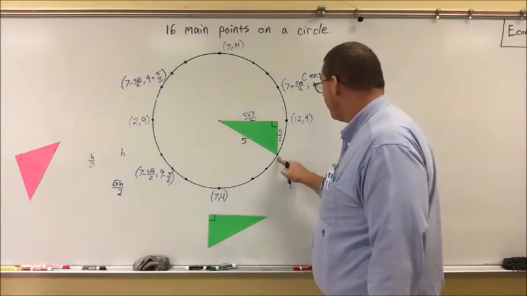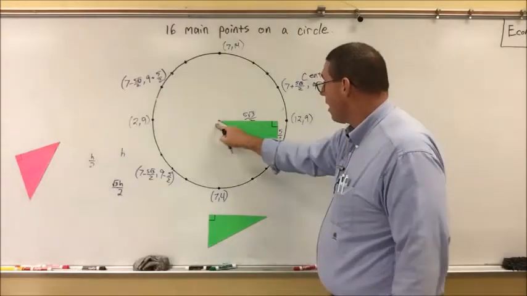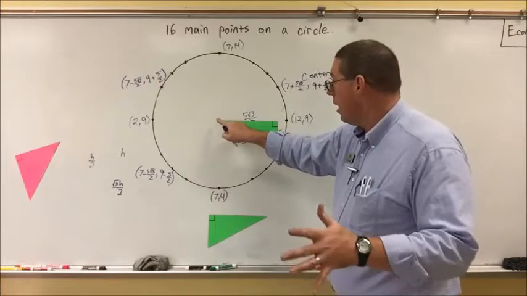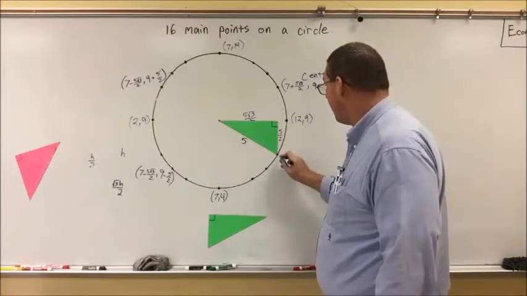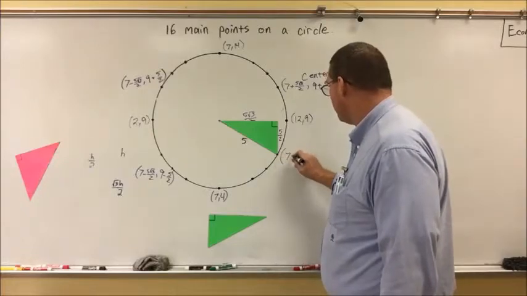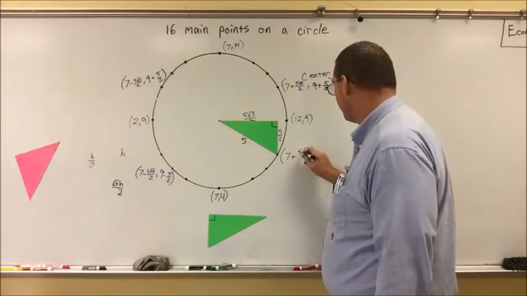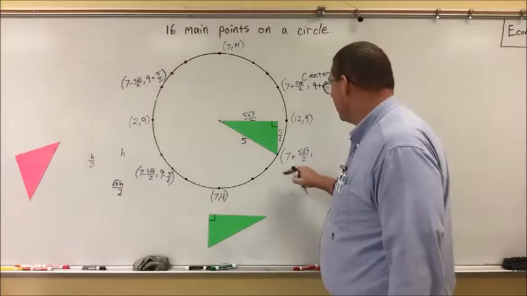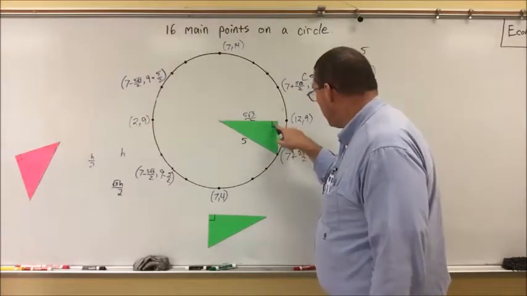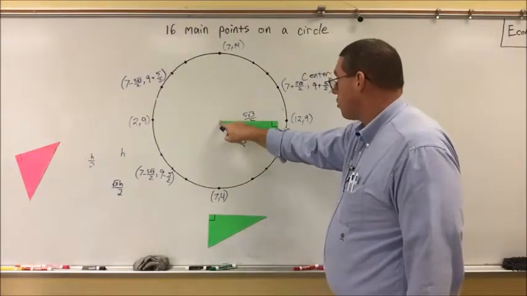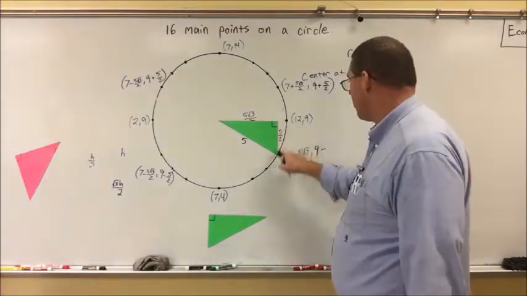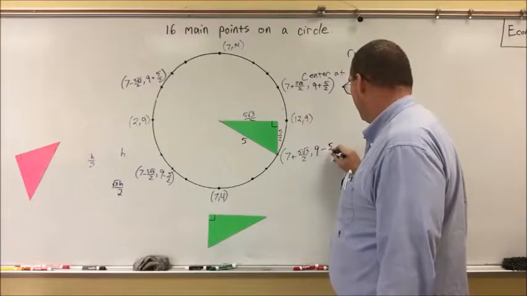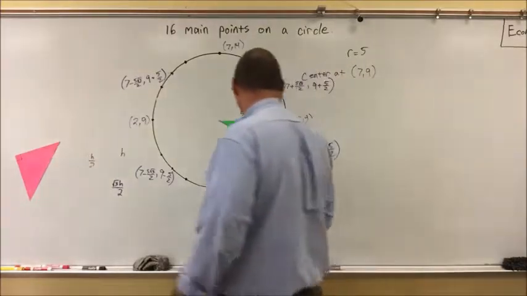And so this point, the x-coordinate, is starting at 7, 9, and the 7 is going up. So we're going to add this distance, which is 5 square root of 3 over 2. So 7 plus 5 square root of 3 over 2, comma. And the y-coordinate is going down. It's below the center, so we're going to take 9 minus this distance, which is 5 over 2. And that's the coordinate of the fourth point.